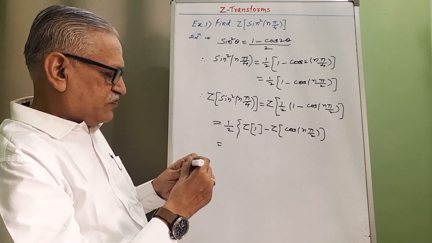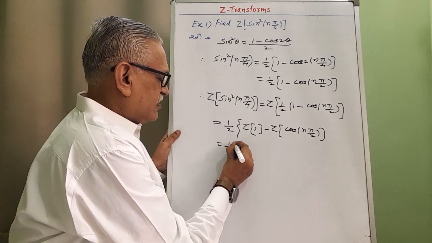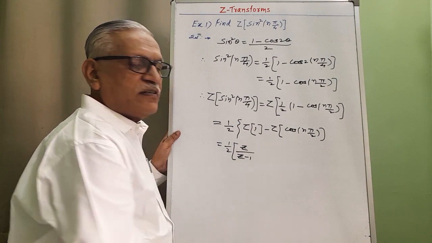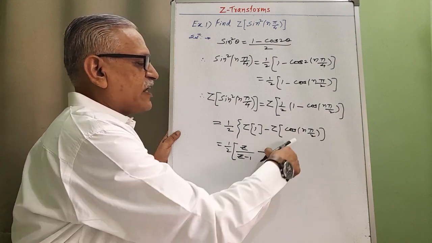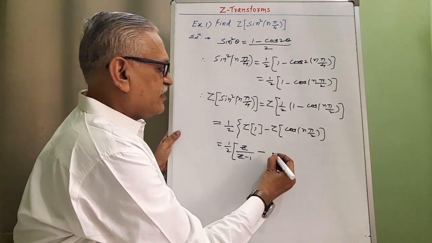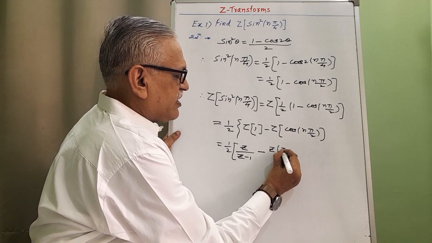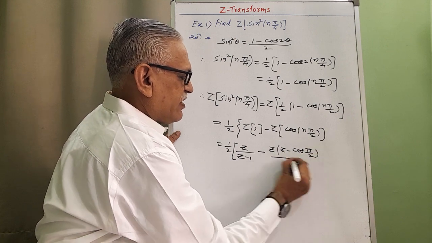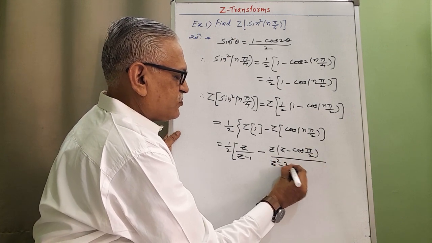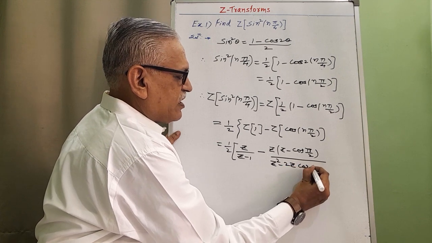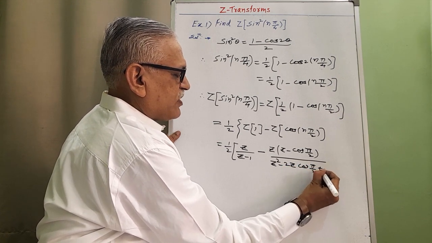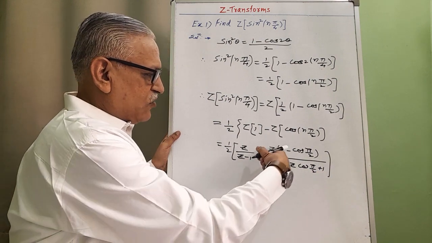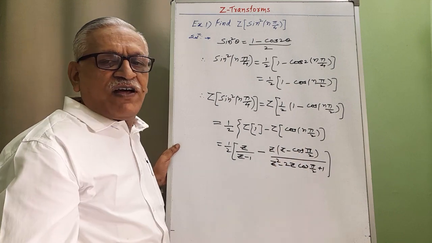Then it is equal to 1 by 2 as it is. Z transform of 1 is Z upon Z minus 1, and minus Z transform of cos omega n, which is Z into (Z minus cos omega), here omega is pi by 2, divided by Z square minus 2Z cos of omega, cos of pi by 2, and plus 1. This is the standard result for Z transform of cos omega n. And then we know the value of cos pi by 2.